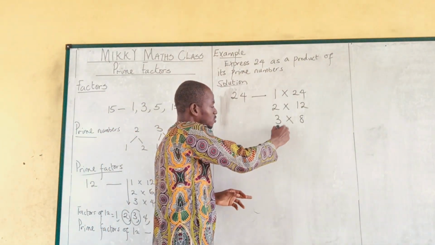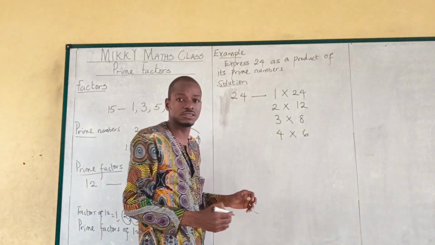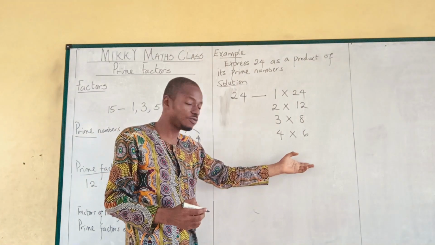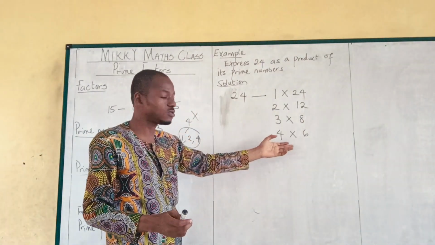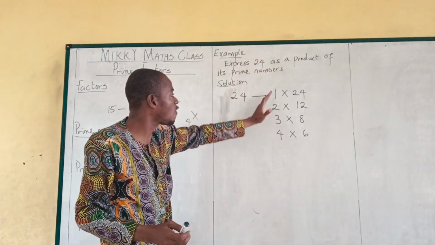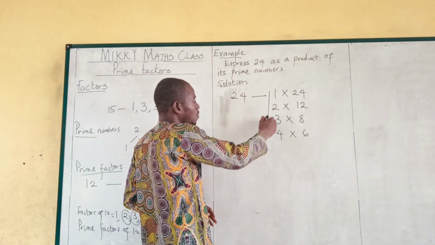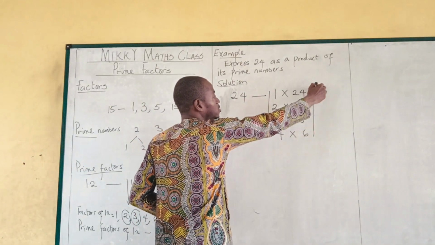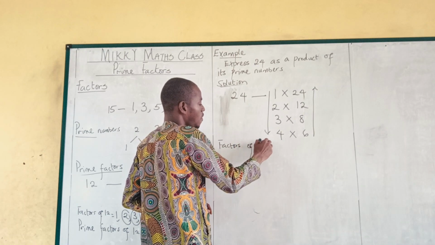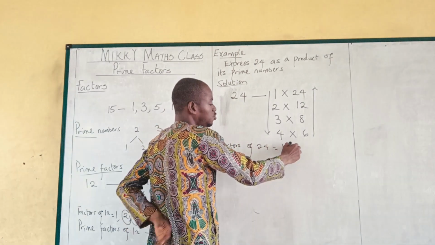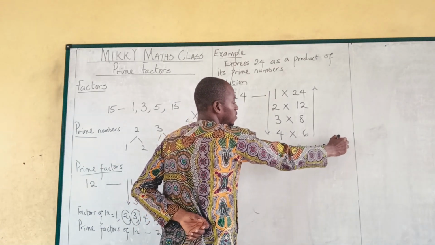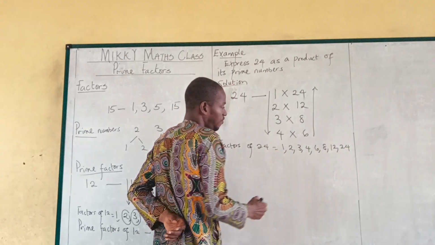I go to the next counting number, 4. Can 4 times anything give me 24? Yes. 4 times 6. I go to the next one. Can 5 times anything give me 24? No. So I move to the next one, 6. 6 times 4 is already here. So these are the factors of 24. I read it downwards and upwards. So factors of 24 are 1, 2, 3, 4, 6, 8, 12, and 24.